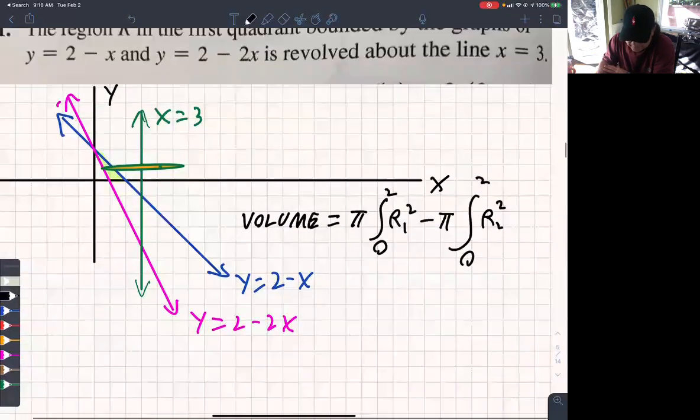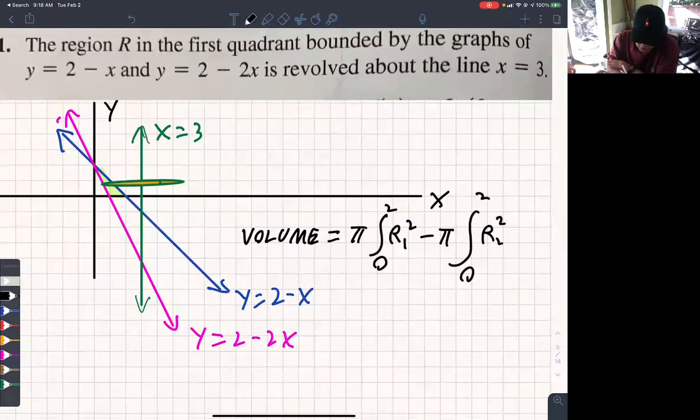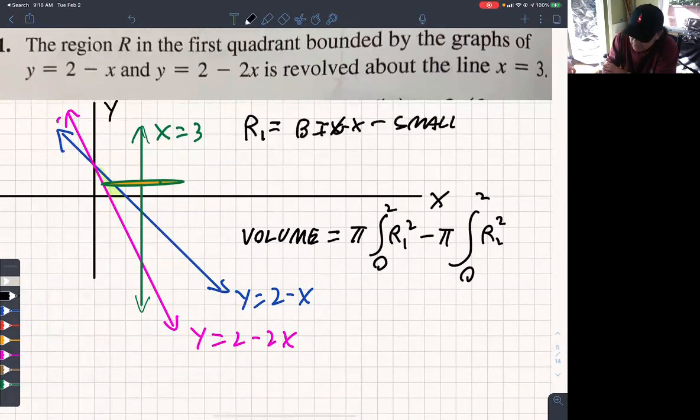And what are your radii? Okay, so R1, I'm going to tell you, we're going to do this as a shortcut now. It's the furthest graph from the axis of rotation. This is my axis of rotation. Which one's furthest? The pink graph. So I'm going to do big X minus small x. Which x is bigger? The green line or the fuchsia line? The green line, farther to the right. So big X is 3.